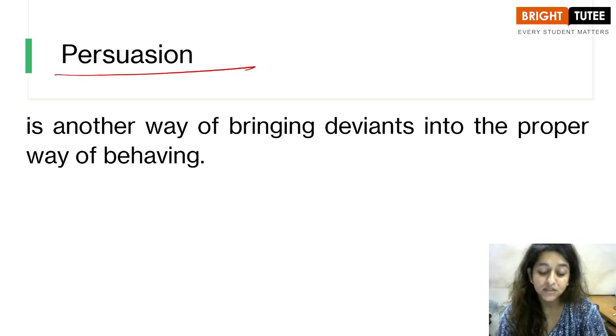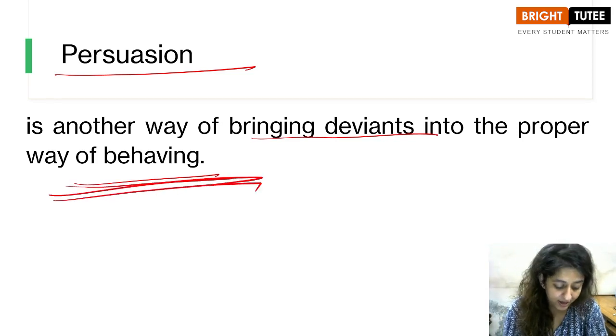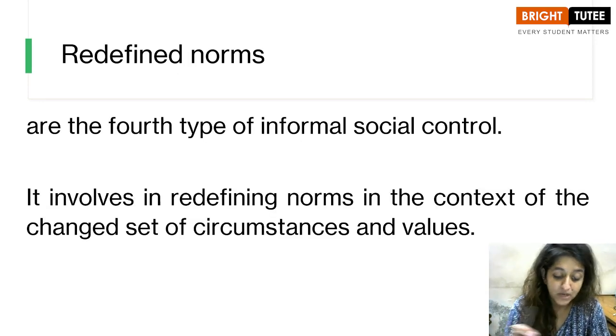The third aspect is persuasion, which is another way of bringing deviance into a proper way of behaving. You are again and again telling them what is to be done, so in a way you are again and again getting them to behave properly.